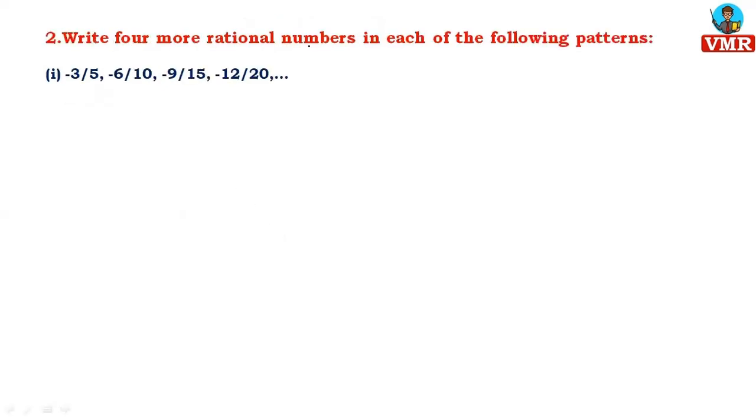Write 4 more rational numbers in each of the following patterns. So first we have to identify the pattern in this question. If you see here, it is in the form of minus 3 by 5 into 1 by 1. Suppose we write minus 3 by 5 into 2 by 2, what will we get? Minus 3 into 2, that is minus 6. In the denominator, 5 into 2, 10.